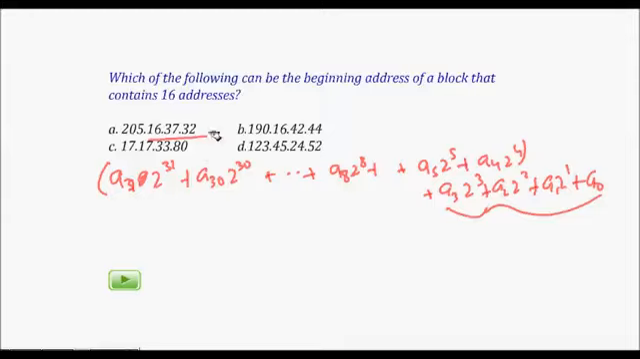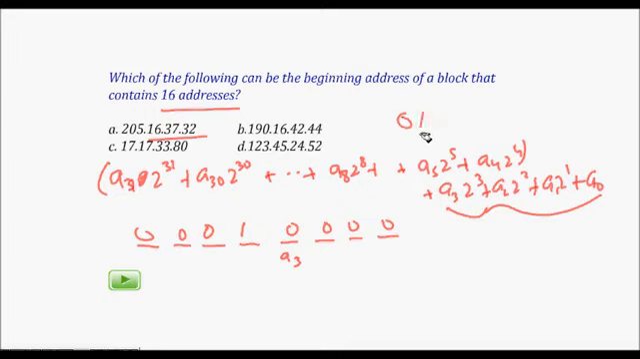In this one you can write, let's say, 2 to the power of 5 in your last 8 bits. So 0 1 2 3 4: 2 to the power of 5 is 1, the rest of them are zeros. We had to check till A3, so all are zeros. So this number is divisible by 16 because 0 is divisible by 16. So this can be the first address of a network with block size 16.